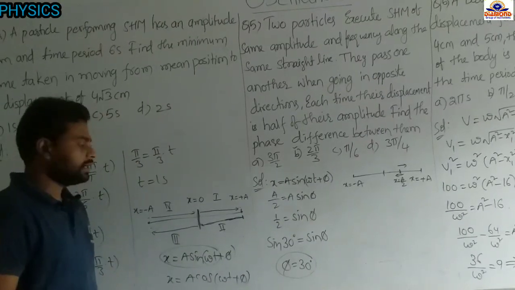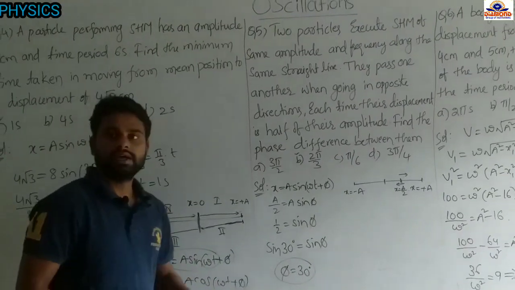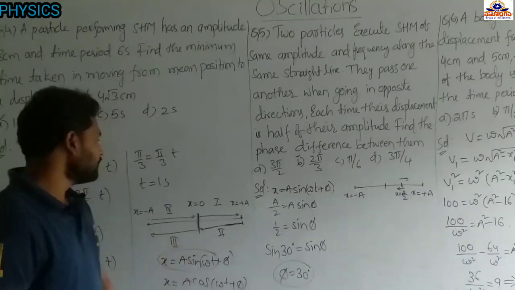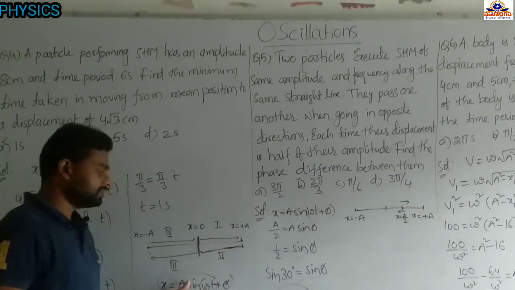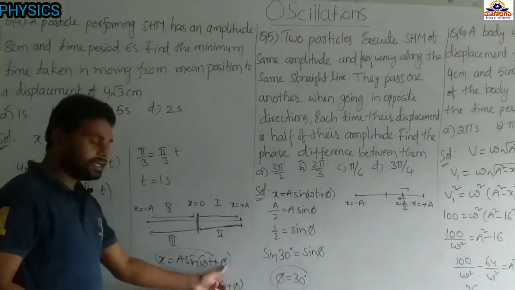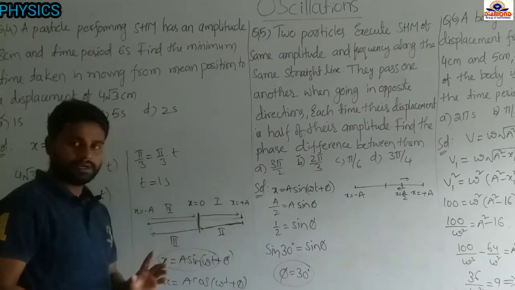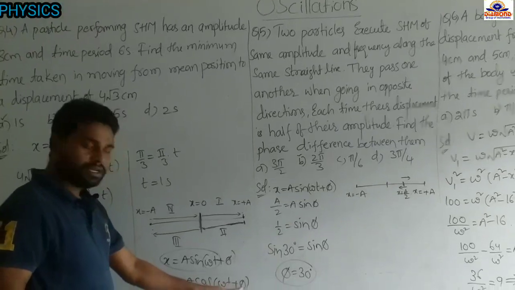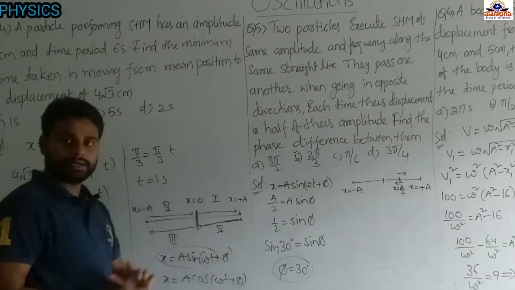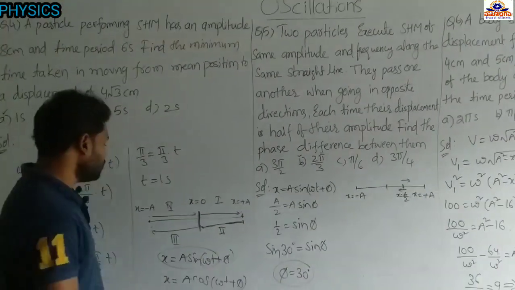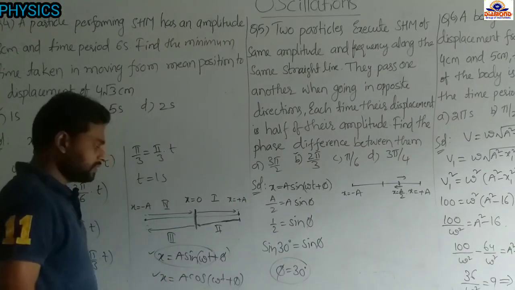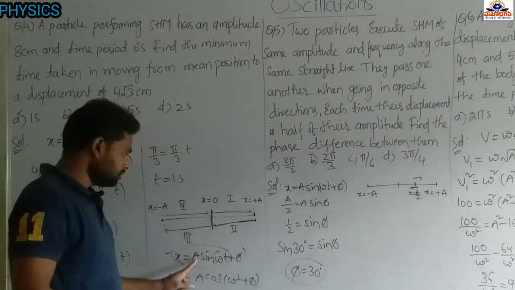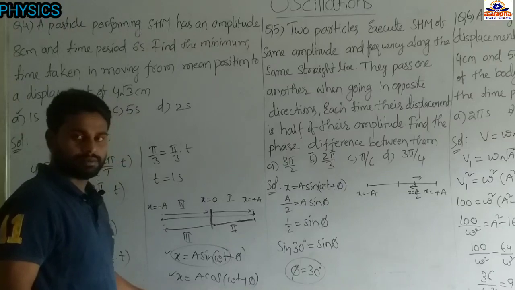So whether the particle is starting from the mean position or the extreme position, concentrate on that. If it starts from the mean position, use this formula, and this angle will give the particle's displacement from the mean position to somewhere. This phi will give the angle from the extreme to where the particle is. So you have to remember these two equations. If it starts from the mean position, use this one. If it starts from the extreme, use this formula, the cos term.